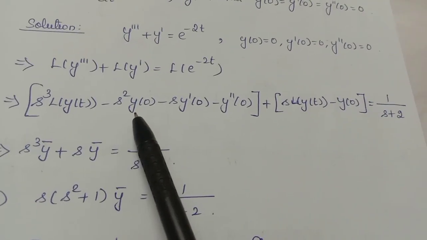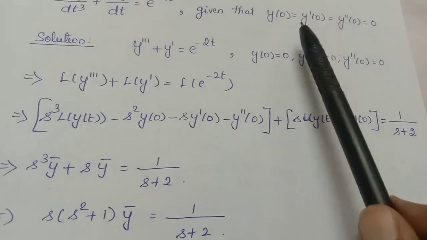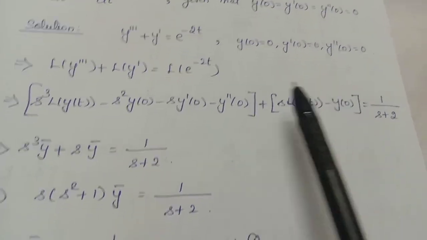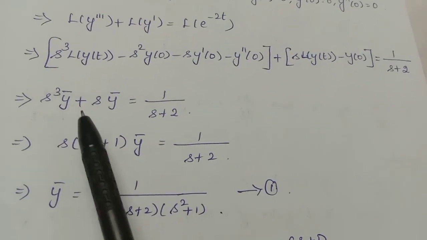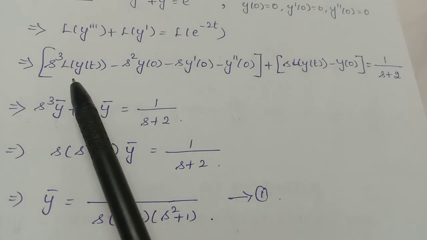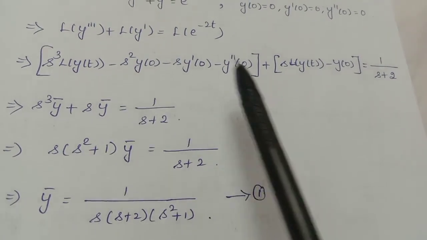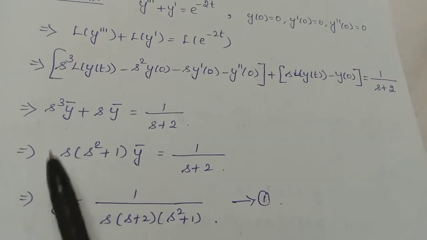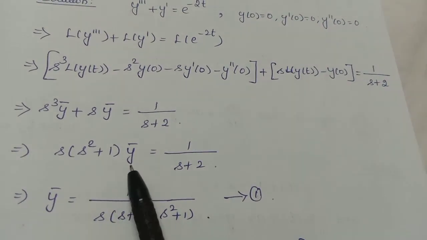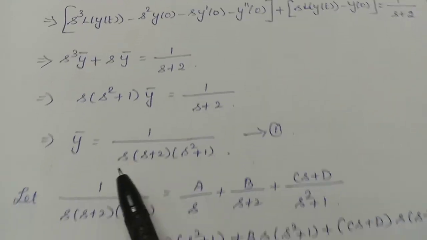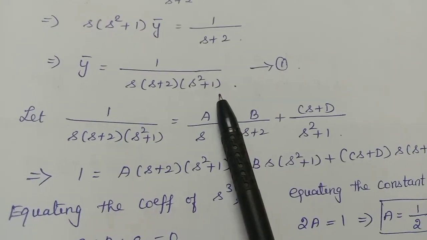Now all these values are 0. It is given in the question itself. So y of 0, y dash of 0, y double dash of 0, they are all 0. So simply what I get? s cube plus all these are 0, no? s cube into y bar. This L of y of t I have taken as y bar, plus s into y bar equal to 1 by s plus 2. So now you take s outside. So s into s square plus 1 into y bar equal to 1 by s plus 2, or simply y bar equal to 1 by s into s plus 2 into s square plus 1.